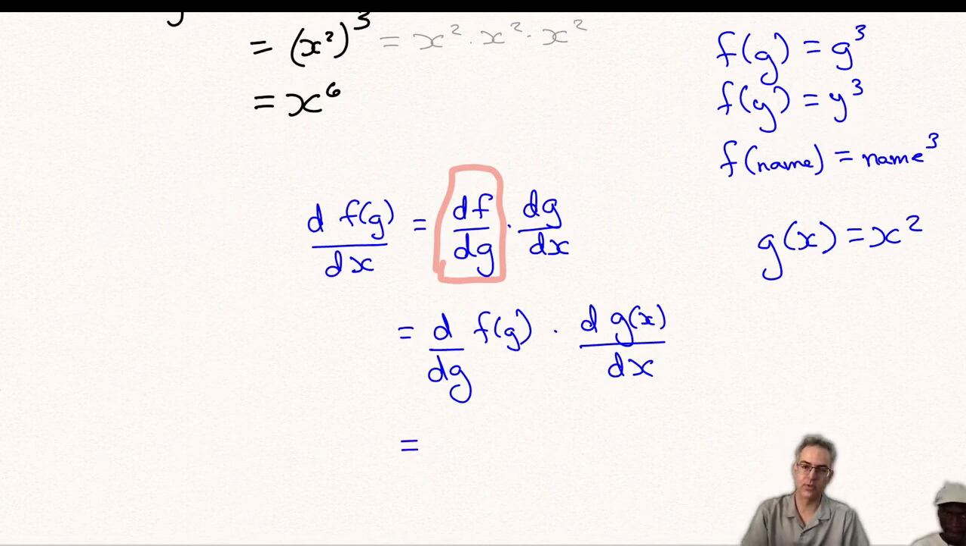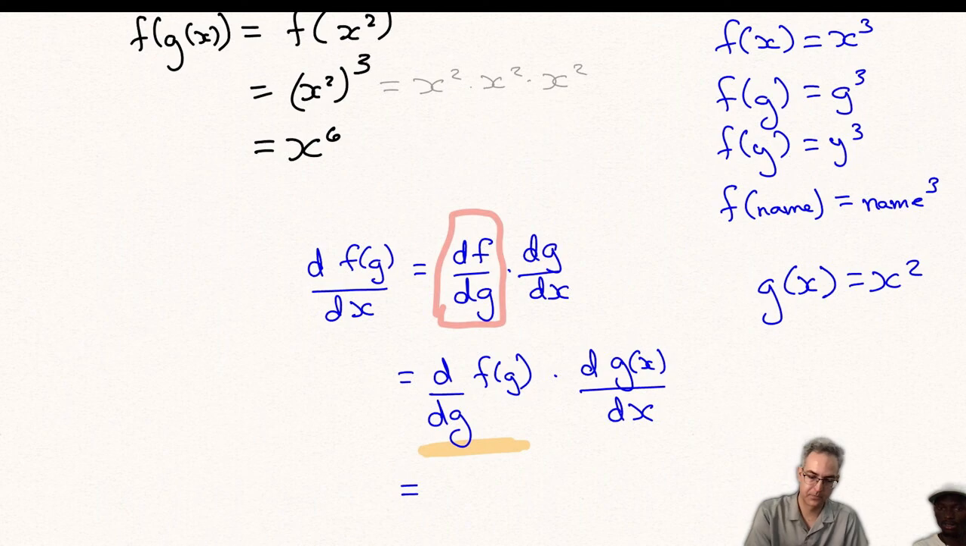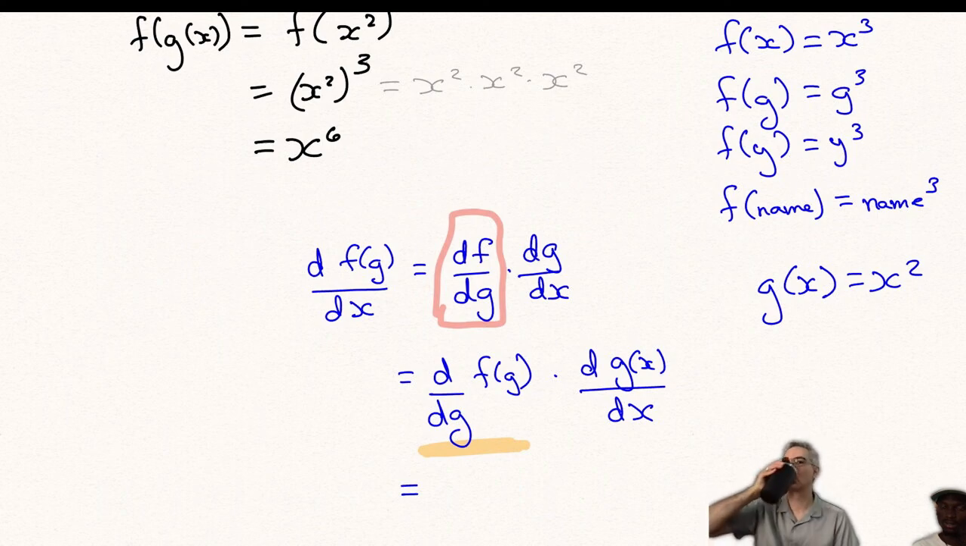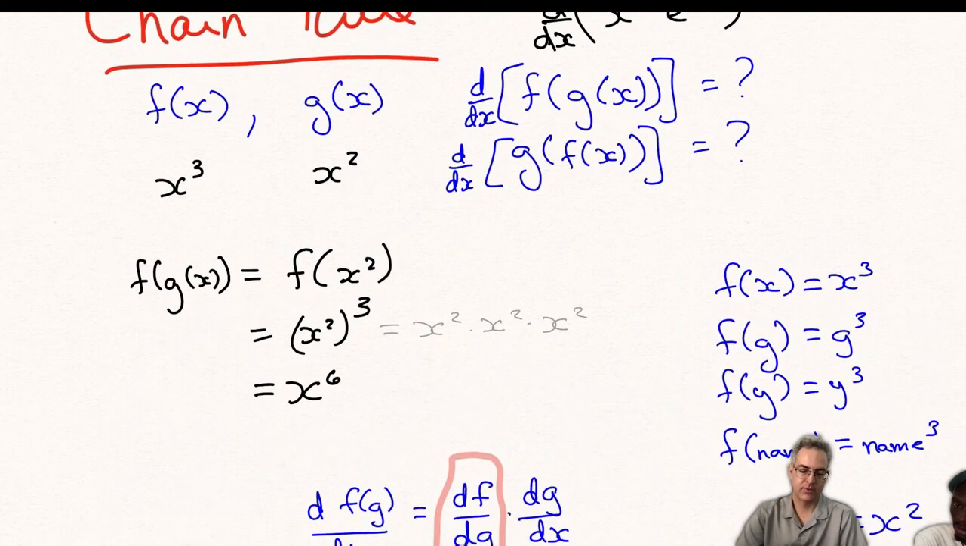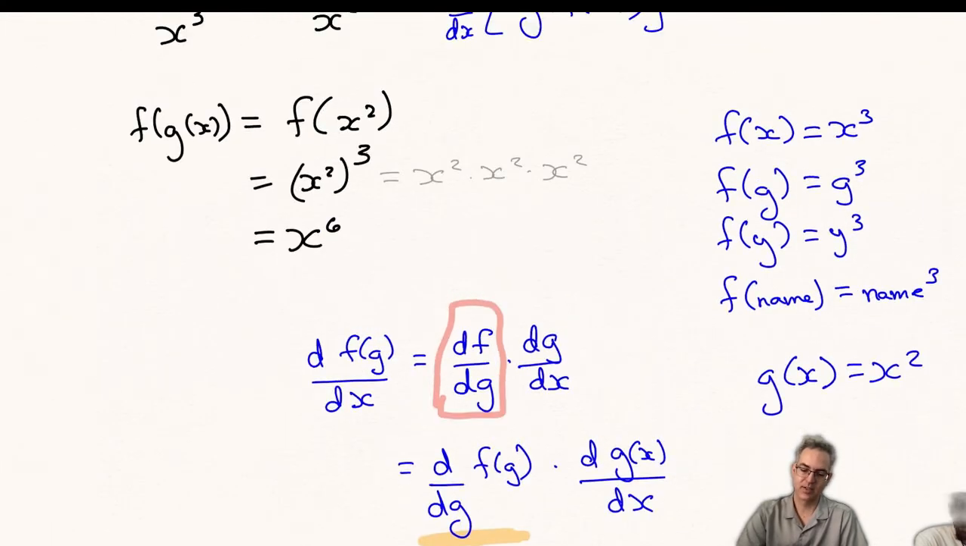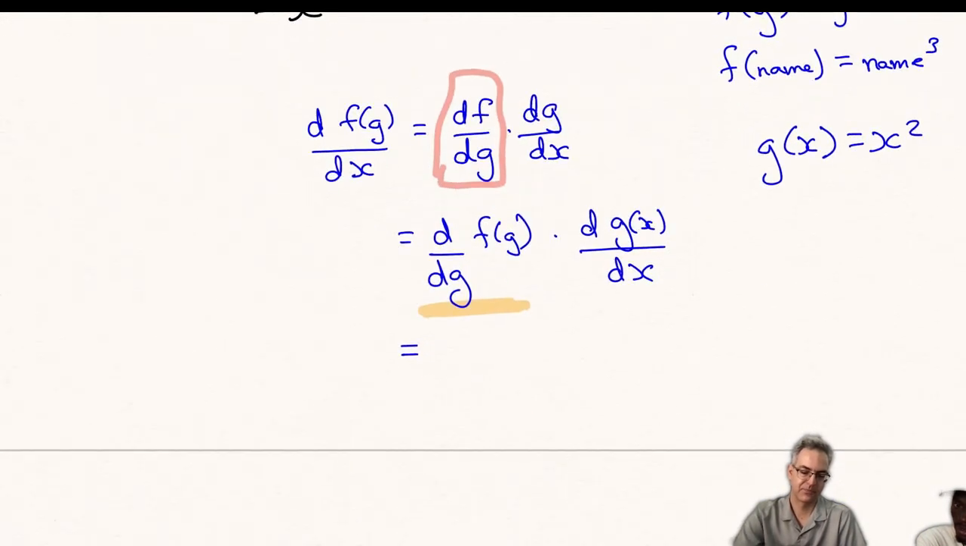But so now we should be able to do this, right? f of g, d by dg of f of g would be what? It's 6 squared, right? So our g was x squared, g was x squared, f was x cubed. So f of g is the same as f of x, it's just the x cubed.